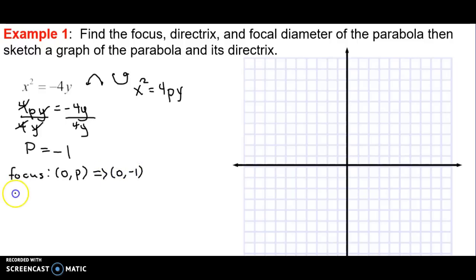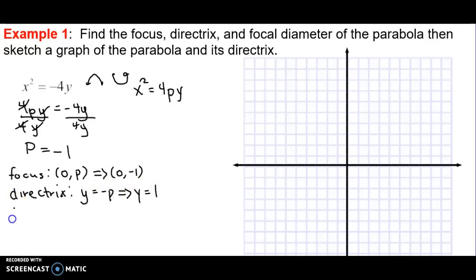Then I also need to look for my second part, which is the directrix, which for this one I know is going to be y equals negative p. So that means that looking at this, I get y equals 1 because p is already negative.